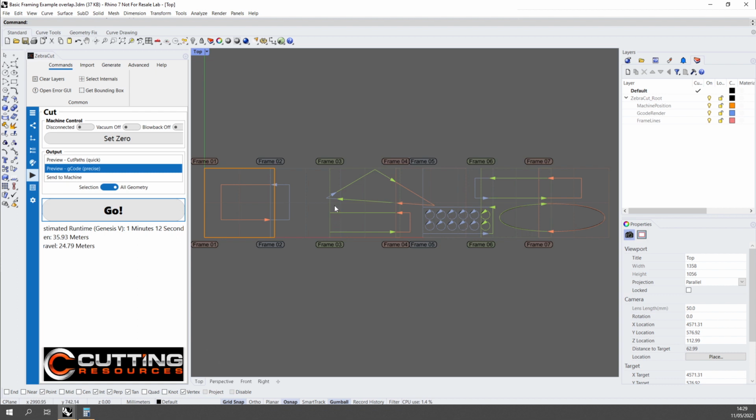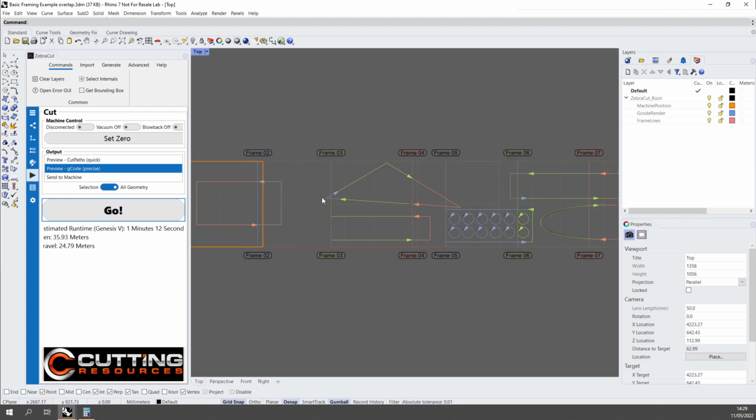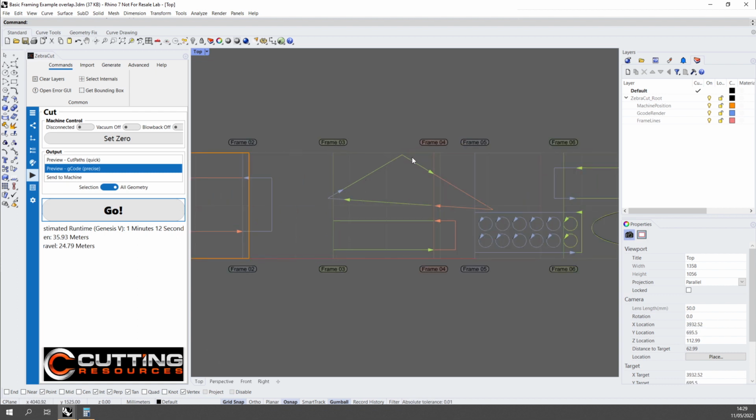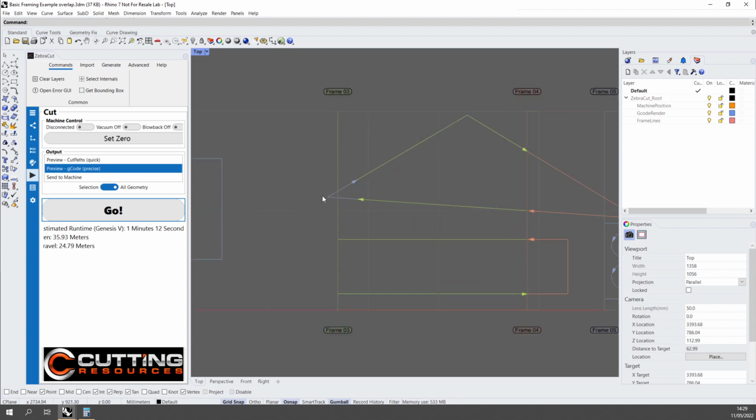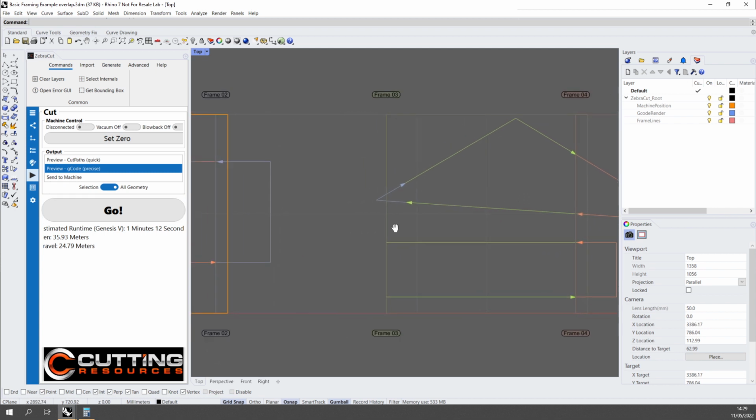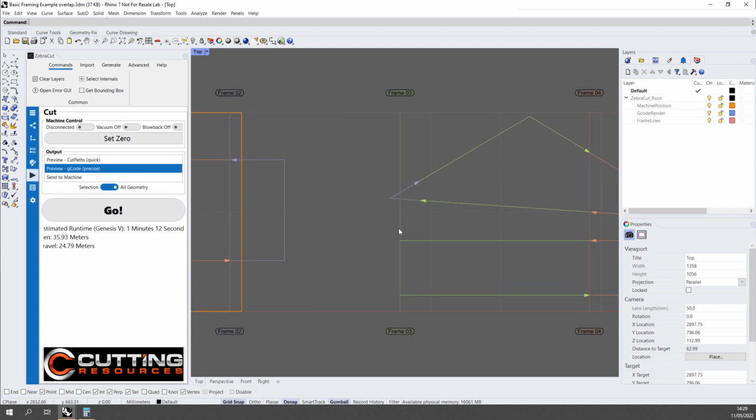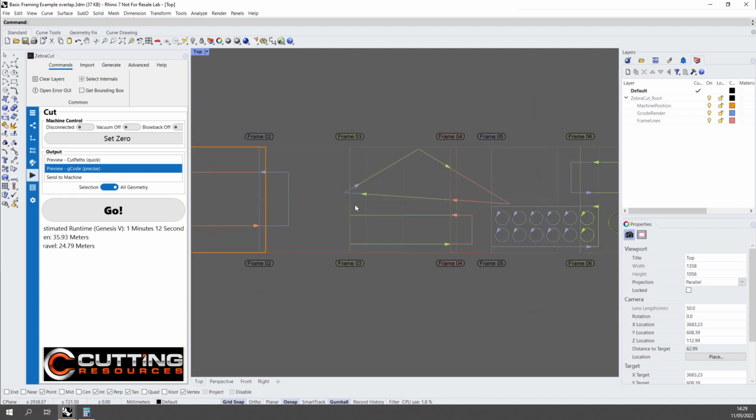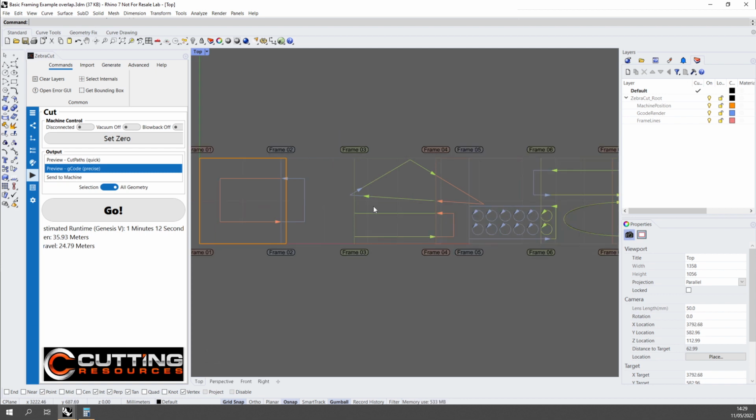Now, one thing that's interesting about this framing allocation here is this triangle here. You'll see it's starting off with a very small piece of this triangle being cut on frame 2. And indeed it's splitting that triangle over 3 different frames, which means you've got 2 sets of framing joints, which may not be ideal.